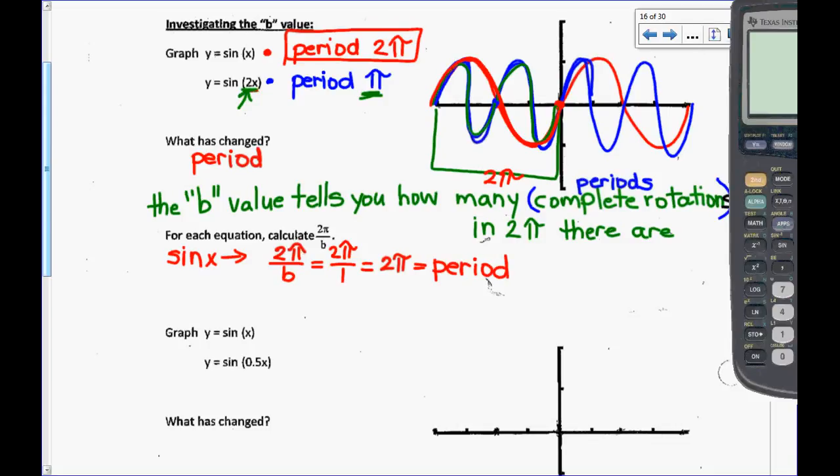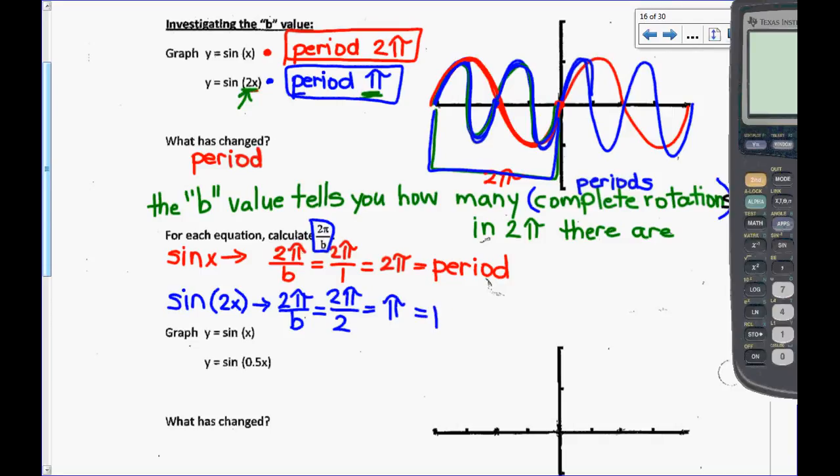Okay, let's check it out for our other function, sine 2x. We're going to use this formula again to find the period: 2 pi over b. What is our b this time? Remember, b tells you how many complete periods there are in this 2 pi space. How many complete rotations or periods were there? Well, we had 1 there, 2 there. So there were 2, so our b is 2. 2 pi over 2 is pi. Pi was the period, right?